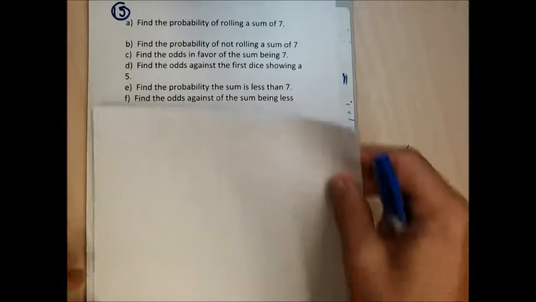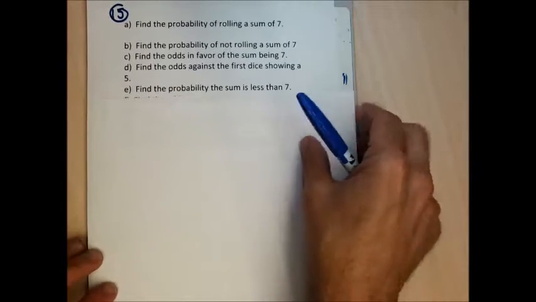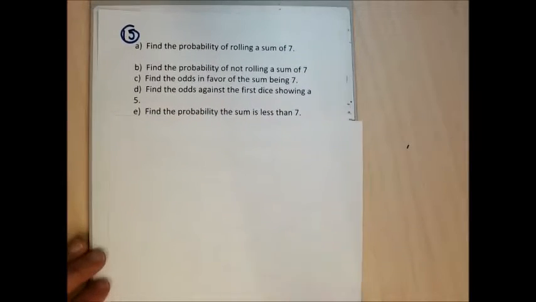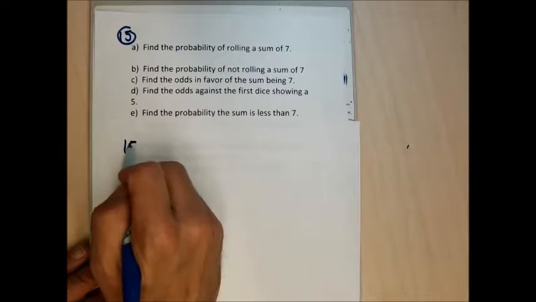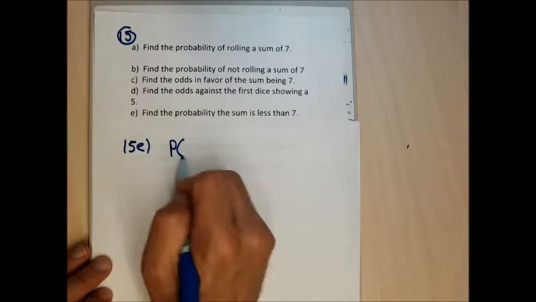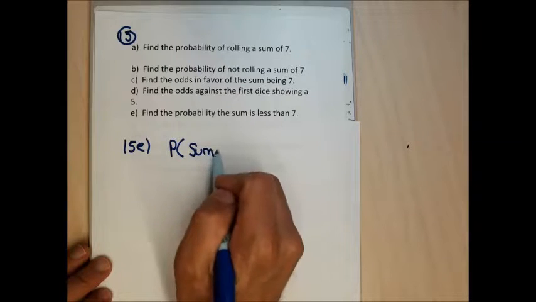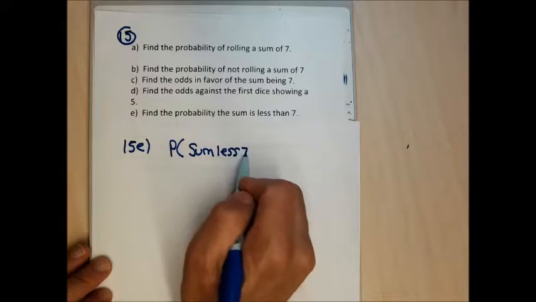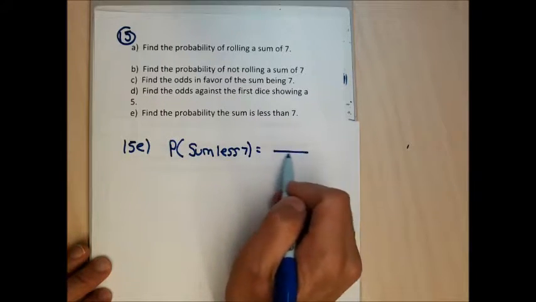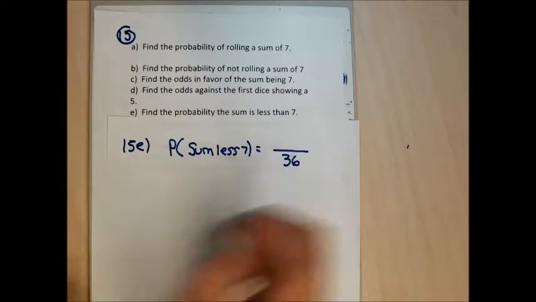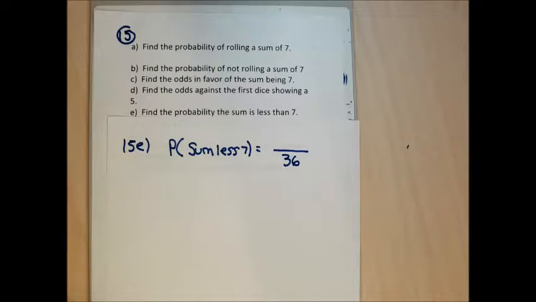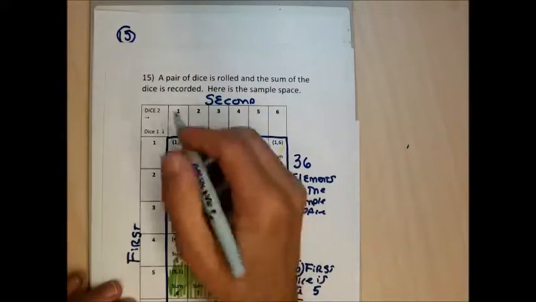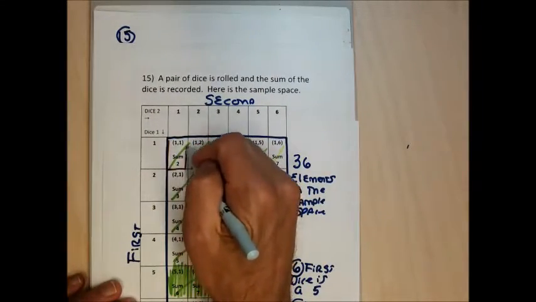Part E wants a probability, which is a little bit different than odds. So let me do part E for 15. For 15, I want the probability that the sum is less than 7. For these probabilities, I'm going to put 36 in the denominator because there's 36 different items in my sample space. The numerator needs to be any pair here that has the desired characteristic that the sum is less than 7.